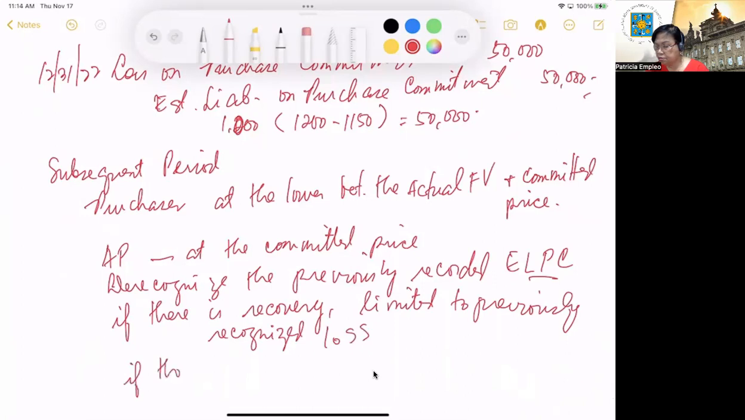If there is further decline, then record additional loss.